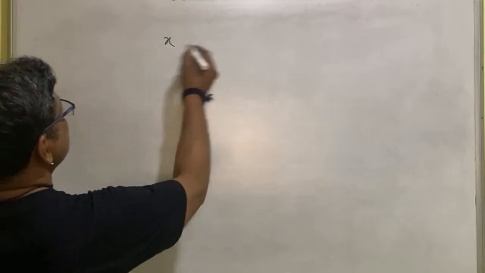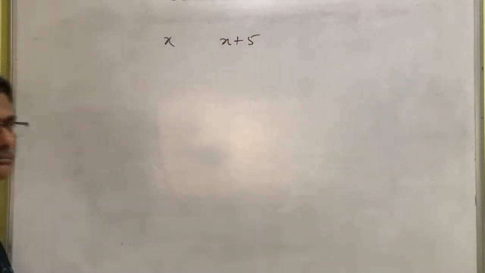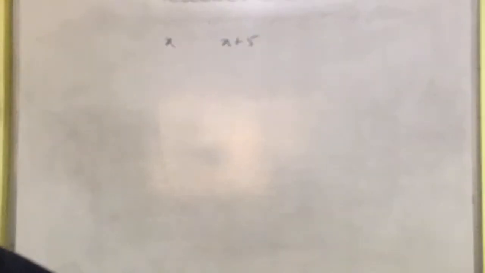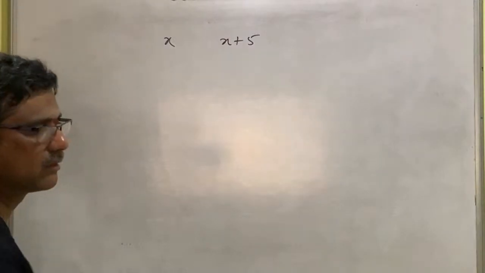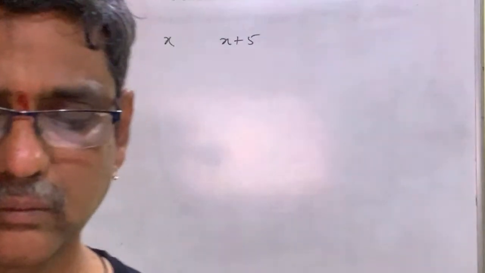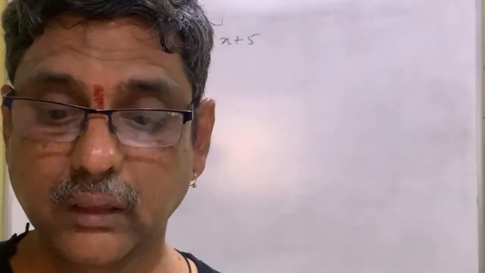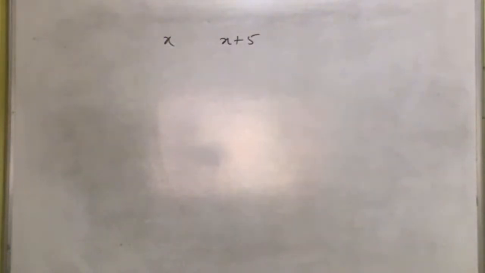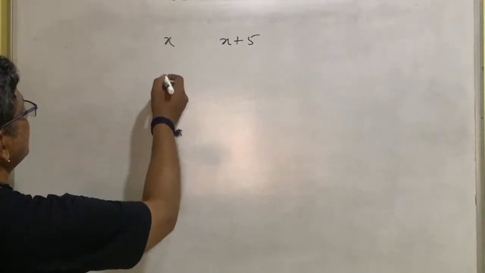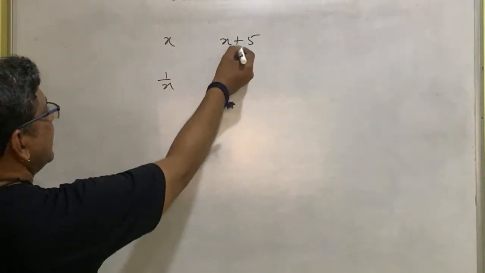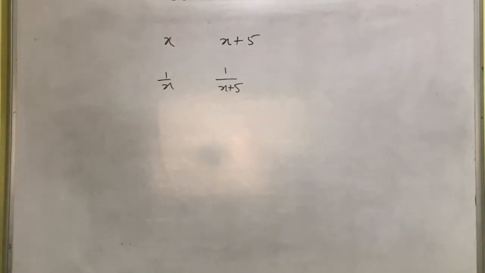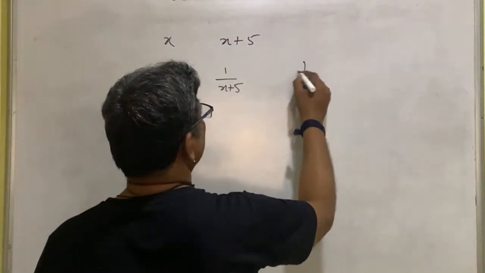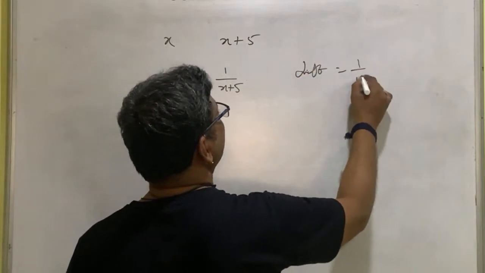Let one number be x, the other will be x plus 5. Okay? Now, the difference of their reciprocals. What is the reciprocal of x? 1 by x. Reciprocal of x plus 5 is 1 by x plus 5. Now what is the difference of their reciprocals given? Difference is given 1 by 10.